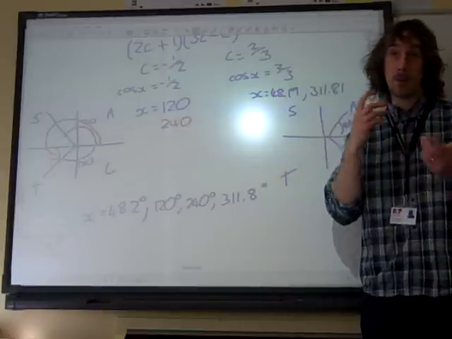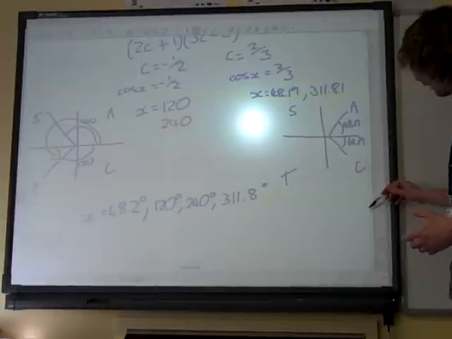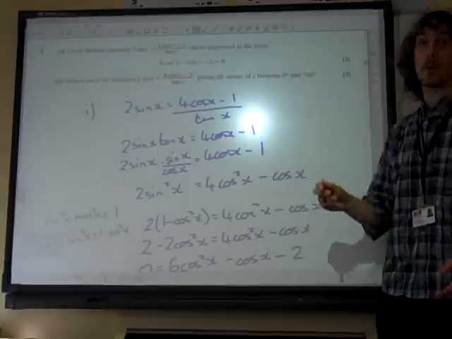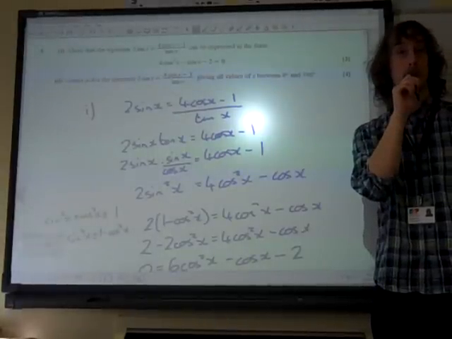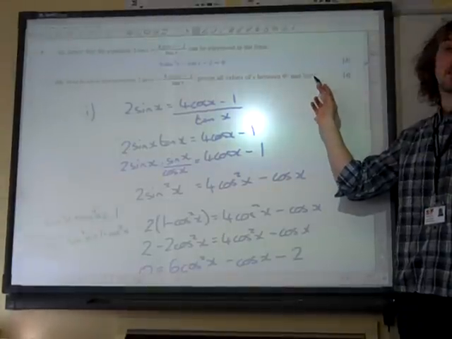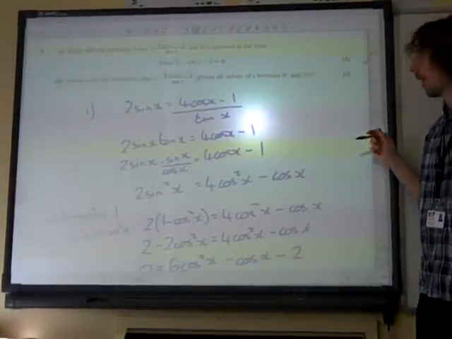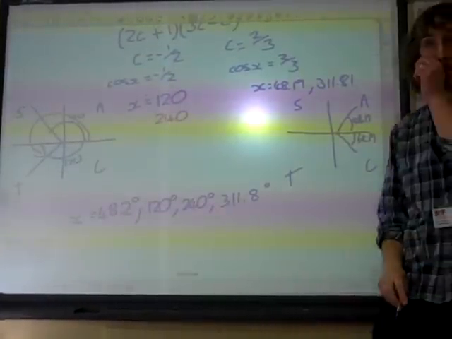Remember, I know that we sometimes work in radians, sometimes degrees. What tells you that your answer has to be in degrees in this question? What says that has to be? It says values of x between 0 and 360 degrees. That's it, values between 0 and 360 degrees. So we have to be consistent with that, and we must answer in the same form as the question. So there we go. That was it.